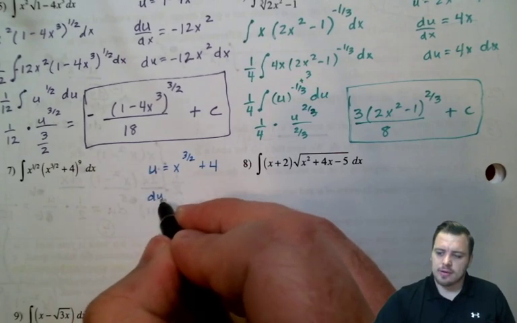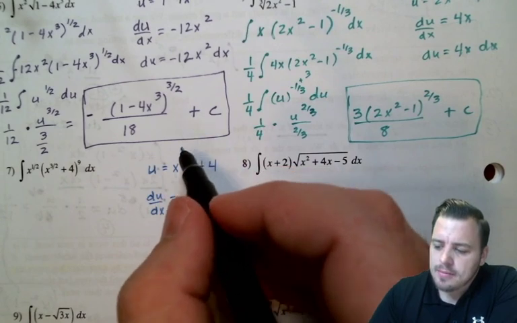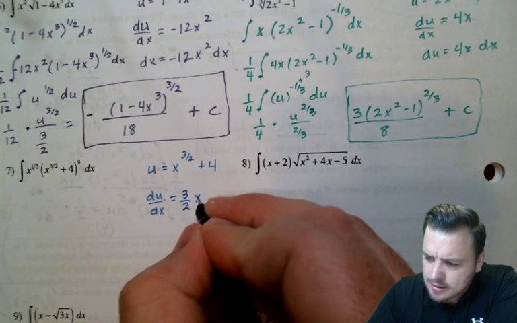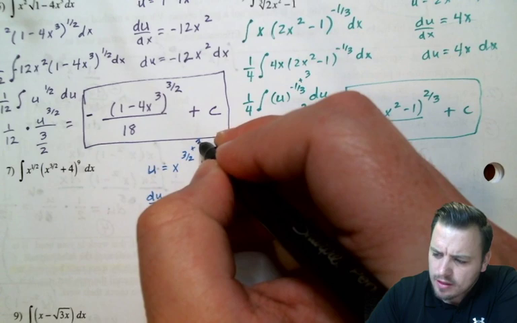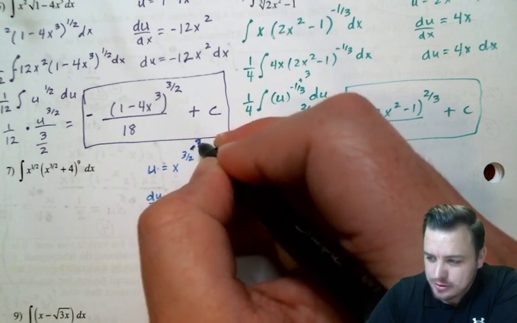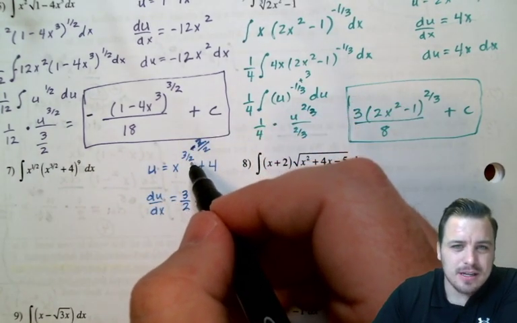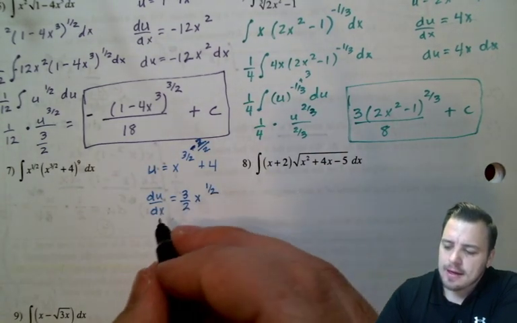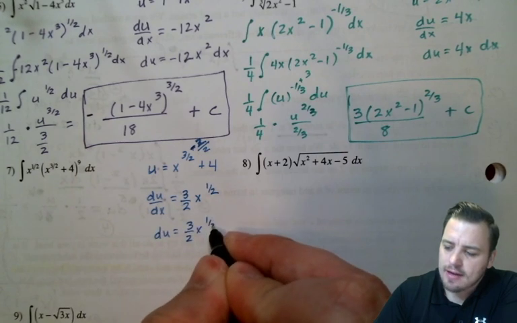So du/dx is equal to 3/2 x, and then we subtract 1 from the exponent since we're taking the derivative. 3/2 minus 1 is 1/2. So that's 3/2 x to the 1/2, and then du would be 3/2 x to the 1/2 dx.